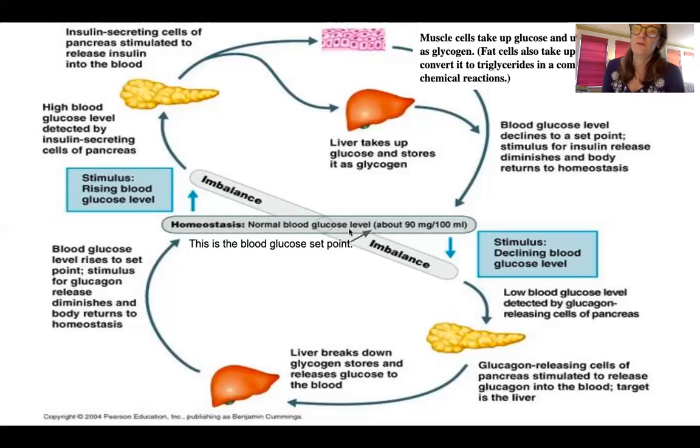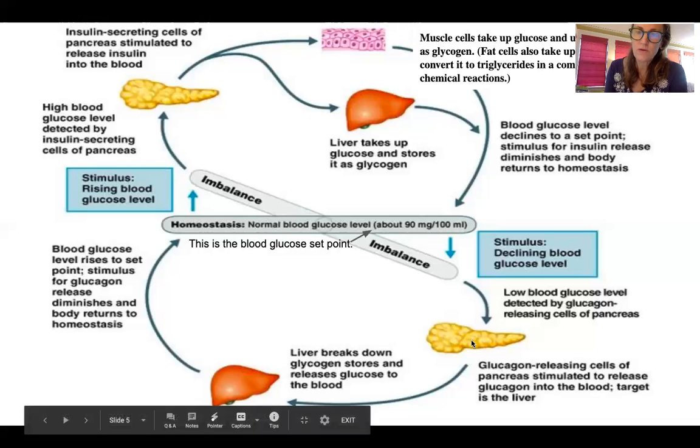However, if that person doesn't eat food for a few hours, or exercises and uses a lot of that blood glucose to do work, then blood glucose levels will fall. Low blood glucose levels will cause the pancreas to release a different hormone. It will detect that low blood glucose and release a hormone called glucagon.